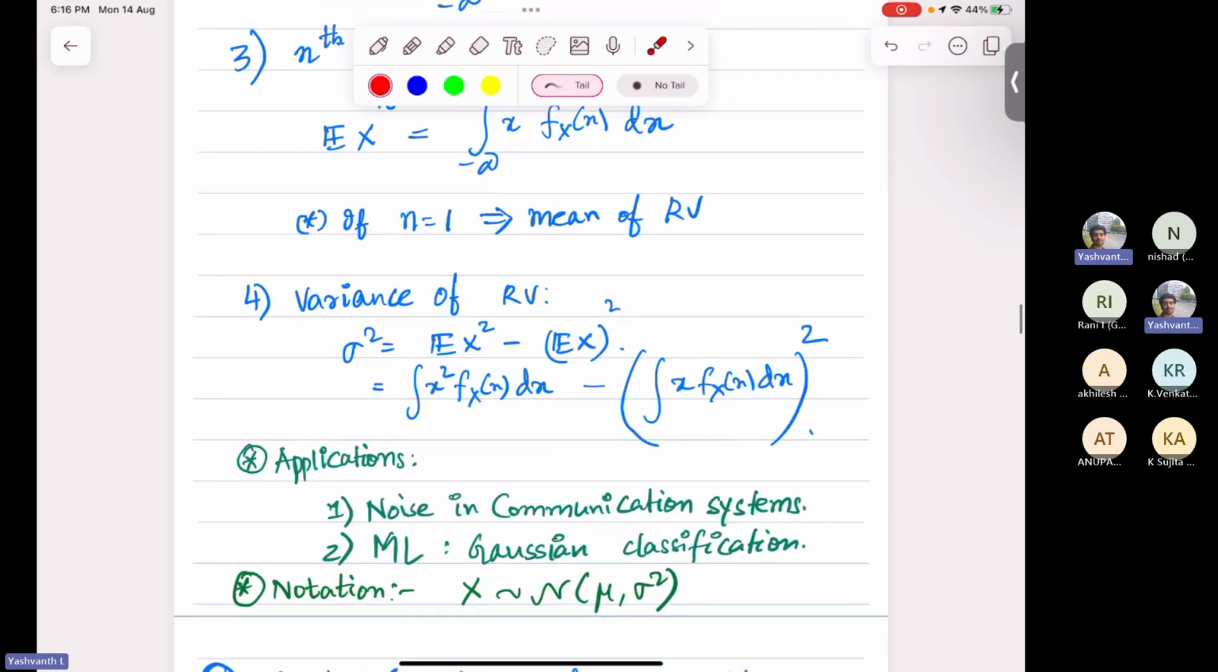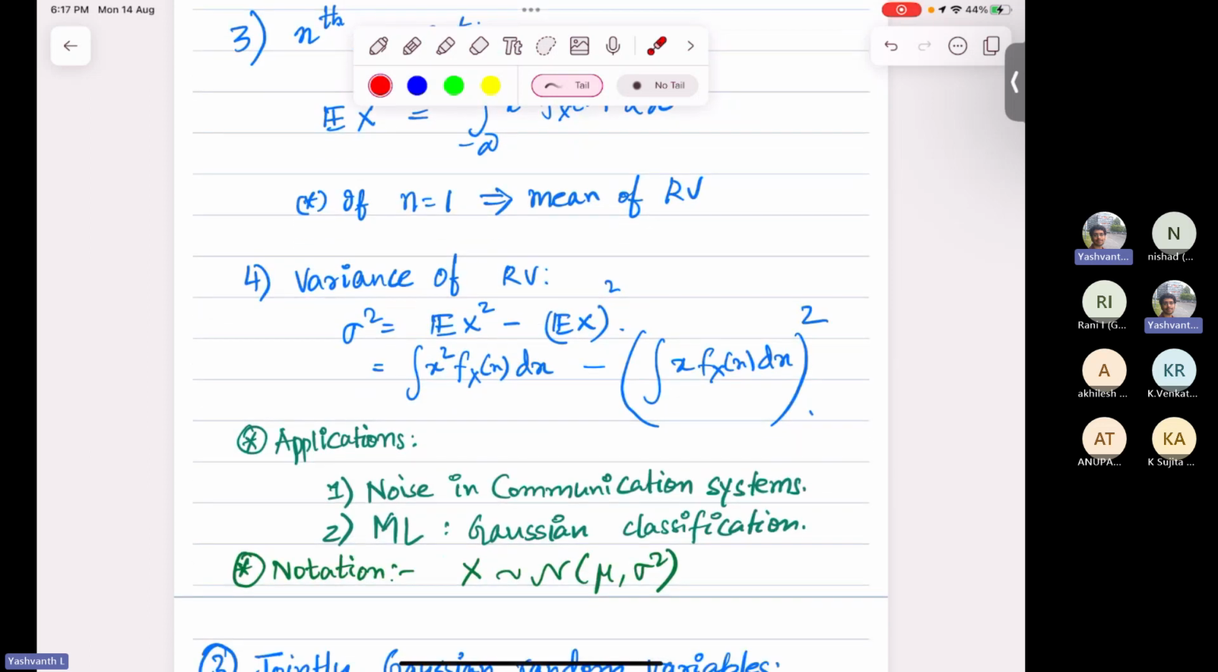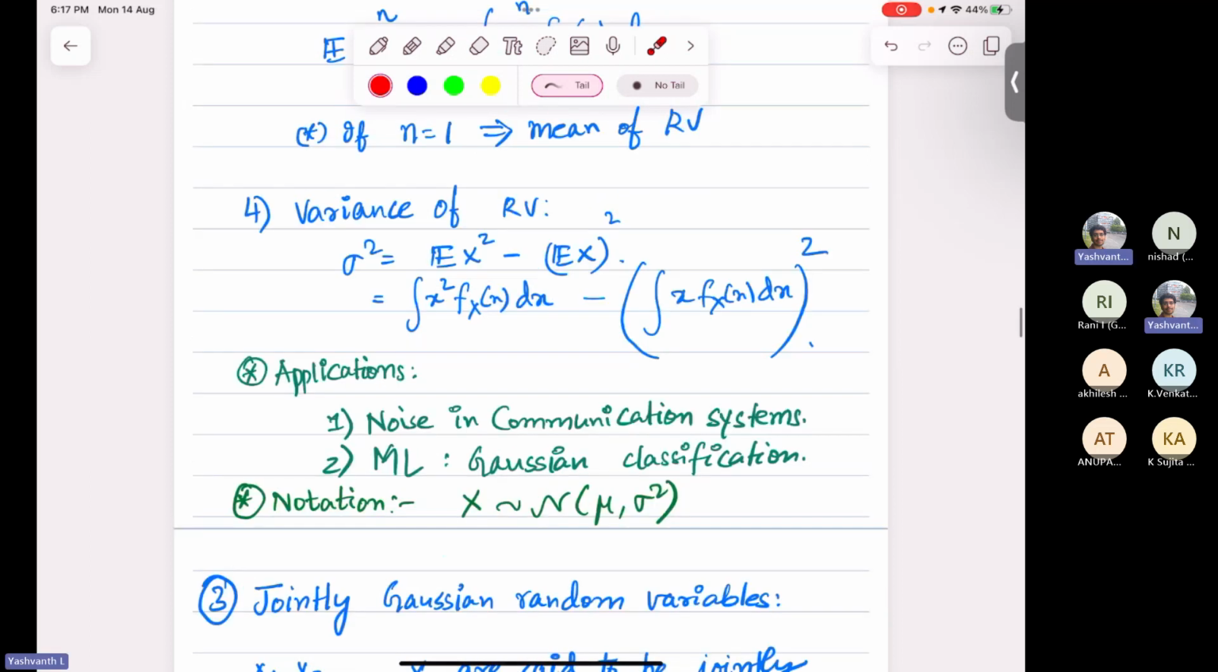Another very important characterization of a random variable is the variance. It's defined as follows: you take the expected value of x square, that is, the second moment of the random variable, and subtract the square of the expected value. I've written down the actual integral: the integral of x square fx of x dx minus the integral of x fx dx, the whole square. If you compute this value, that gives the variance of the random variable. What does variance indicate? It indicates the spread of the various outcomes a random variable can take.